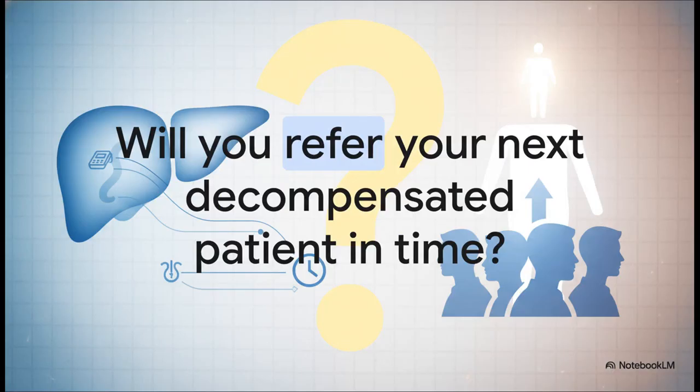Well, we've mapped the entire algorithm. From that very first liver stiffness measurement, right through the gray zones of portal hypertension, straight into the urgency of decompensation management and the transplant pathway. You now have the framework to confidently assess risk and optimize care for every single cirrhosis patient that walks through your door. So my final question to you is this. Armed with this algorithm, will you refer your next decompensated patient in time? Keep learning, keep pushing the standard of care, and thank you for joining me on this explainer.